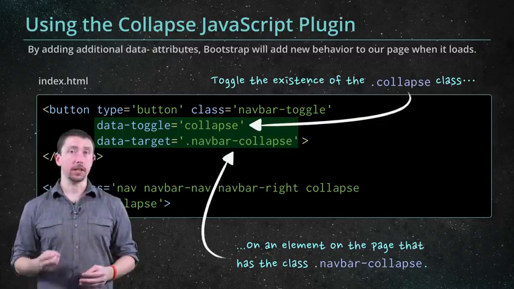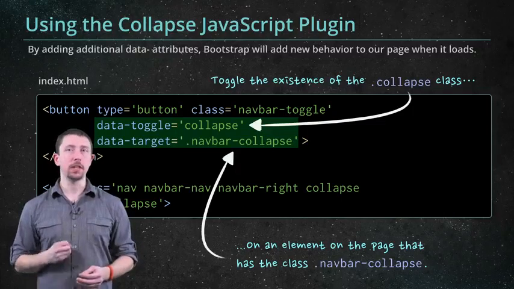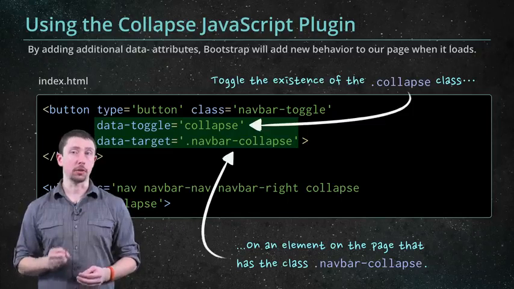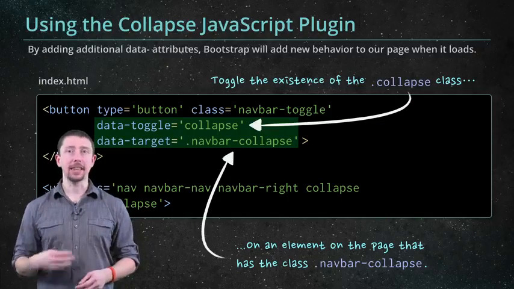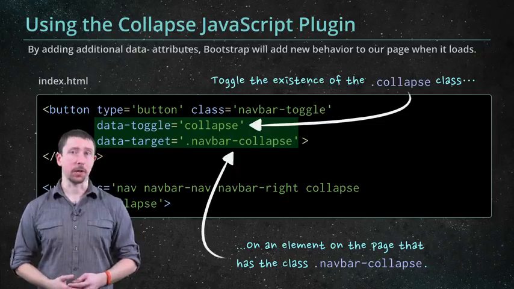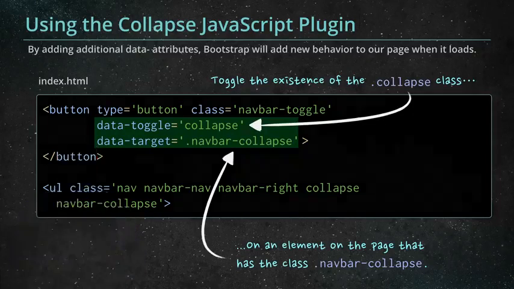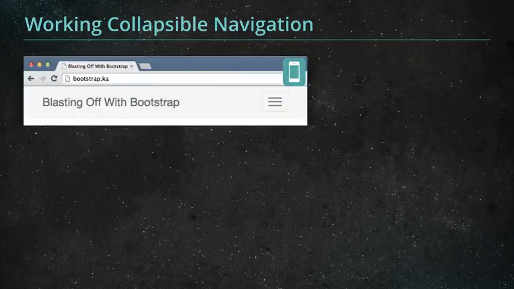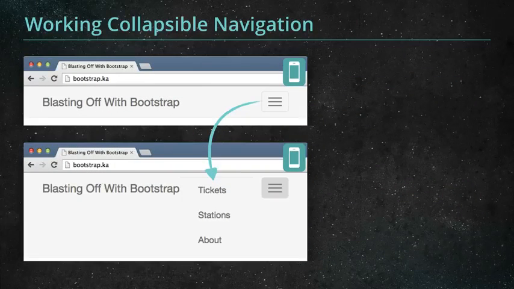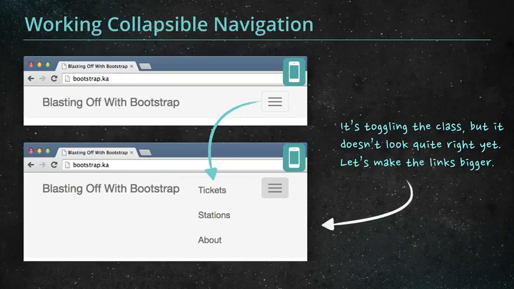because there's only one element on our page that matches that CSS selector, our list of links. The first time we click on this button, it's going to remove the collapse class from our unordered list. If we click on the button again, it's going to add the collapse class back into our unordered list, causing it to be hidden. Let's check it out. Sweet, we have liftoff.